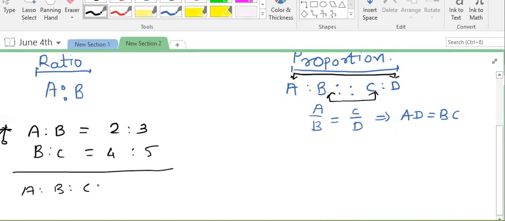Okay. Now see how you will find this. Remember this shortcut. You have to remember these symbols. First we'll multiply these two, then we'll multiply these two because here B and B are common, and then we'll multiply these two. So first we multiply 2 and 4. Then we'll multiply 3 and 4, that is, this B. And then you will multiply the final term.